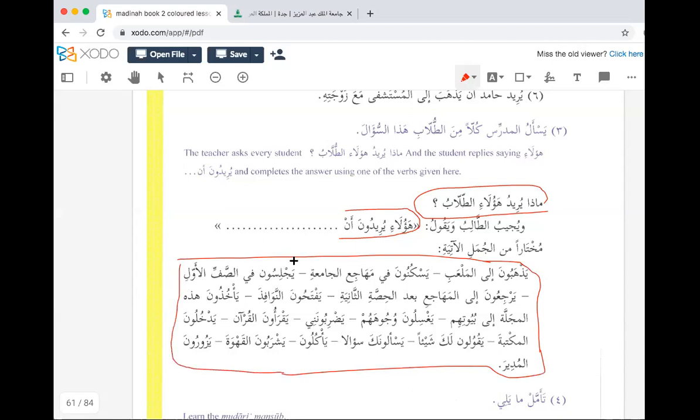What do you have to remember? What you have to remember is after an, the fi'l will be what? فعل مضارع. Okay, and the i'rab Mansoob. It's going to be mansoob. It's going to be mansoob. Okay, so let's go for one example.